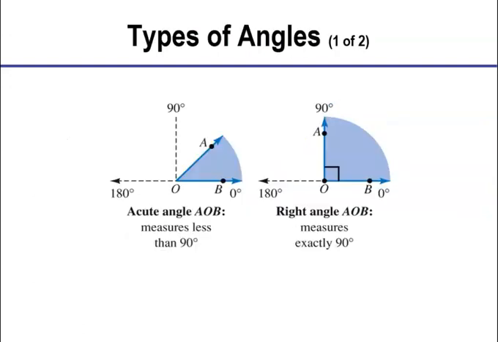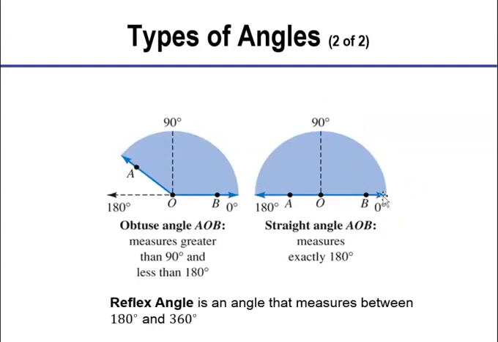Now, let's talk about types of angles. An acute angle, here we have AOB, measures less than 90 degrees. So acute angles are less than 90 degrees. Right angles, I know you know this, are exactly 90 degrees. Obtuse angle, notice here, AOB, is between 90 and 180 degrees, and then a straight angle is exactly 180 degrees.